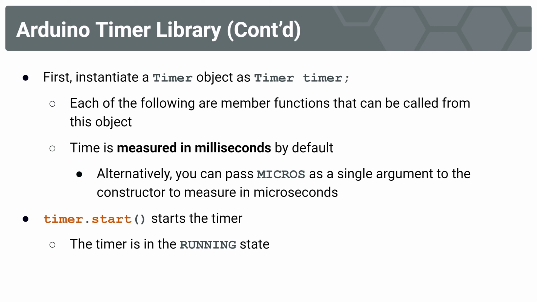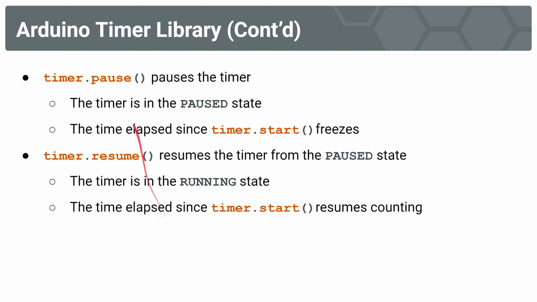So we've got this timer object. If we want to start the timer, we call timer.start. This will put the timer in the running state. Now time is being measured, elapsed time. We can pause it. This will put the timer in the pause state, and the time elapsed will freeze. When we're ready to resume it, we call timer.resume, and it'll resume and put the timer back in the running state.